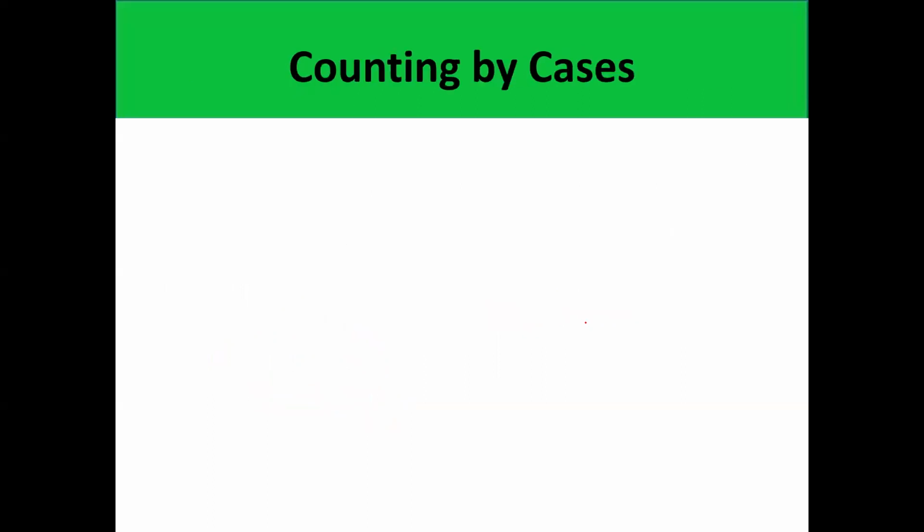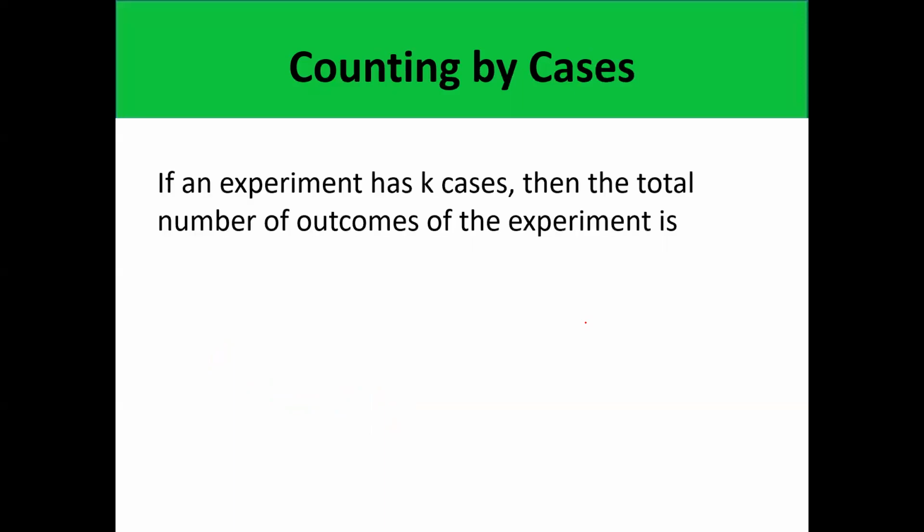Okay, now, the last part of counting techniques is counting by cases. Some experiments will have several cases. If an experiment has k cases, then the total number of outcomes of the experiment would be m sub 1 plus m sub 2 plus up to m sub k, where m sub 1 is the number of outcomes in the first case, m sub 2 is the number of outcomes in the second case, and m sub k is the number of outcomes in case k.